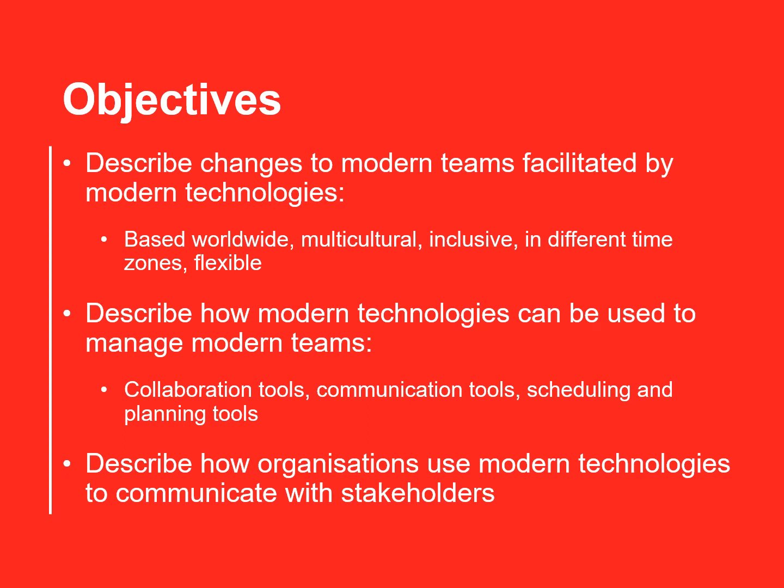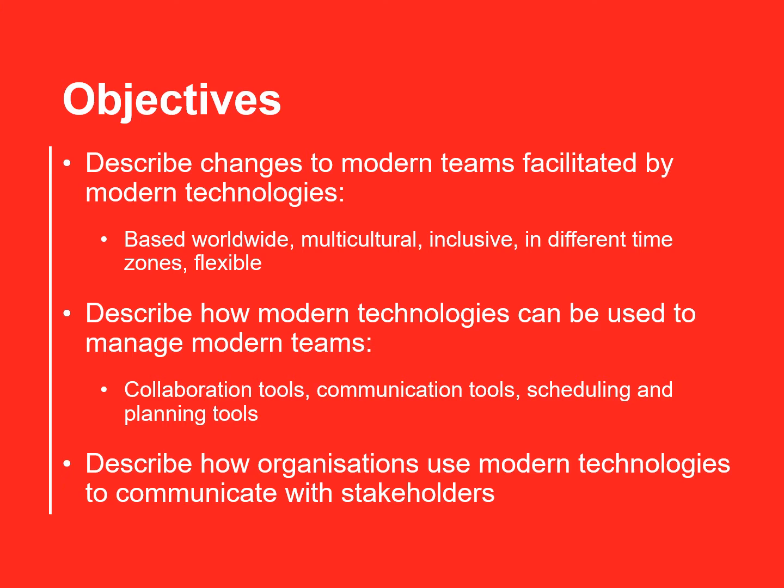We have three main strands for our objectives. The first one is we're going to look at describing changes to modern teams that are facilitated by the modern technologies that we now have. In the past, people would go to a physical building or an office and work with other employees in their team. However, technology has played a significant role in changing this process, and we'll look at that later today.